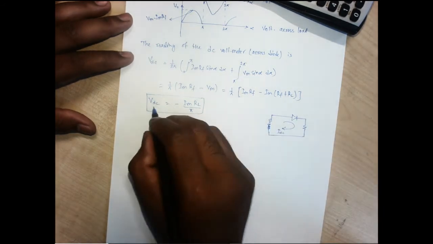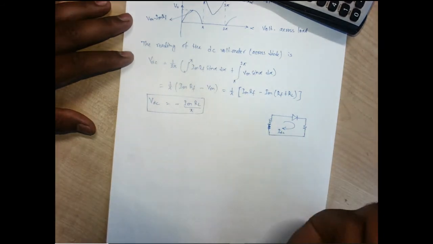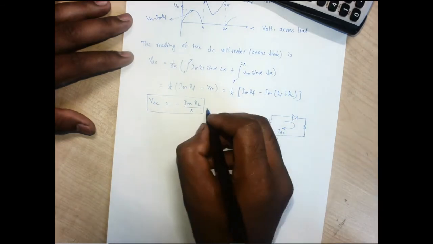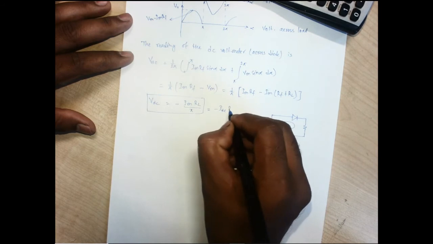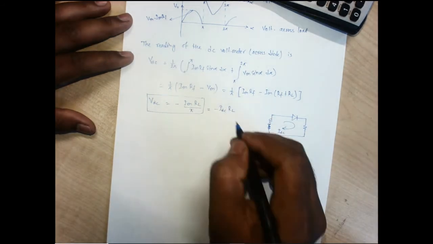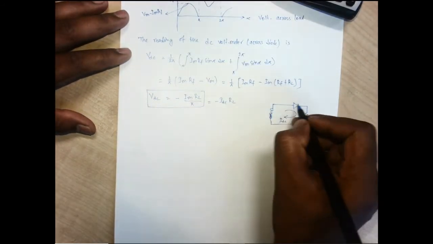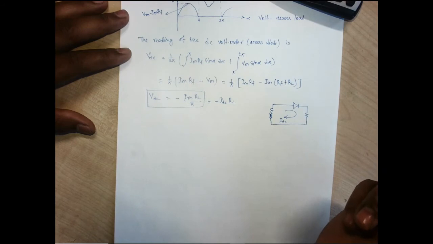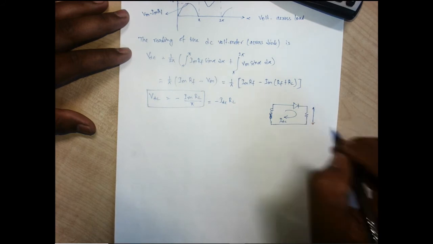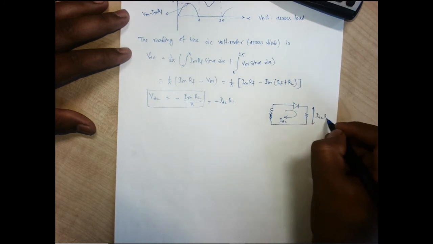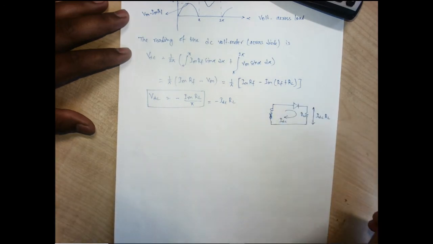What is that? That is minus Im RL by pi. What is this Im by pi? Im by pi itself is IDC, right? So we can write this as minus IDC into RL, because Im by pi we have derived as IDC. So this VDC across the diode has the same magnitude as the voltage available across this load. What is that? IDC into RL. Obviously that will be the voltage across this RL if the IDC is flowing.